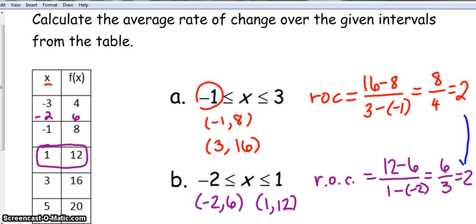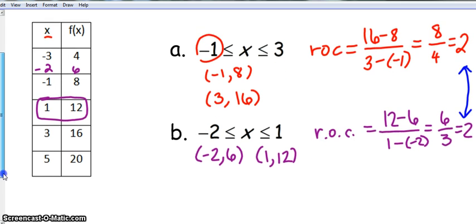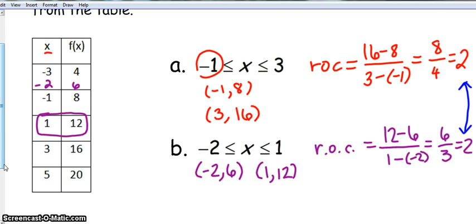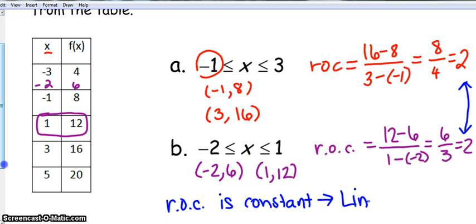All right, so bonus question. When you calculate the rate of change over different intervals and the answer is the same, what does that tell you about the function? If my rate of change is constant, that tells me that I have a linear function. Did you get it right?